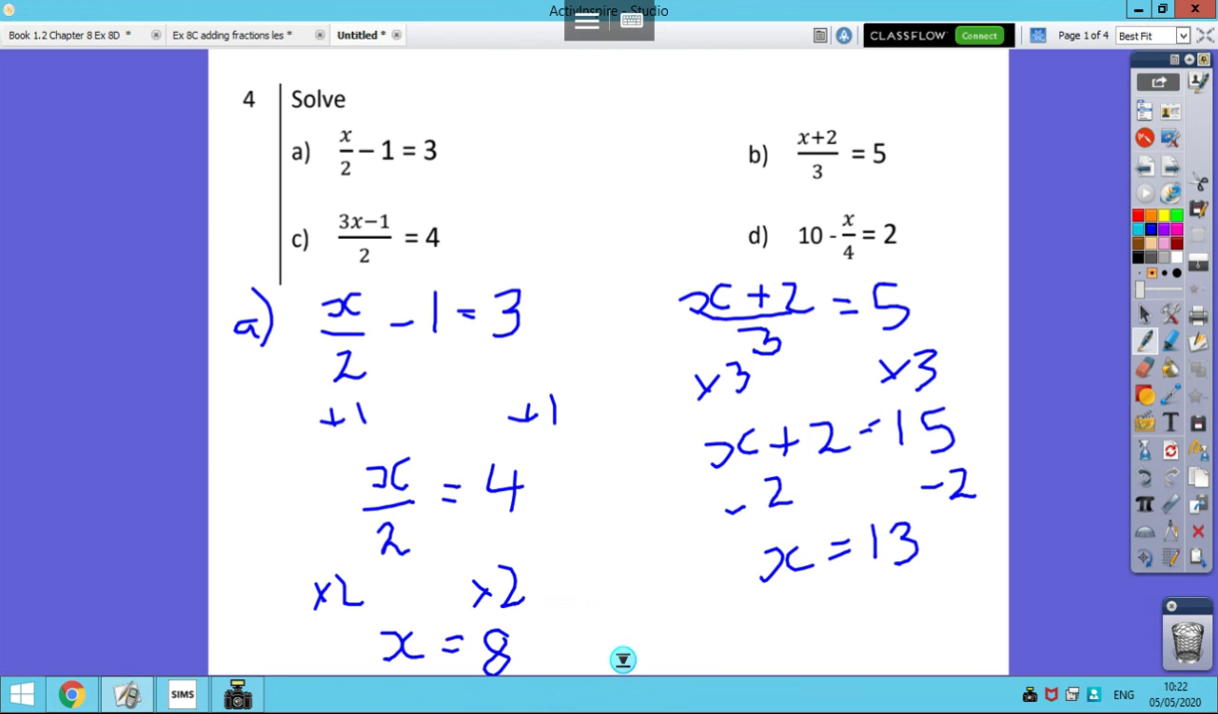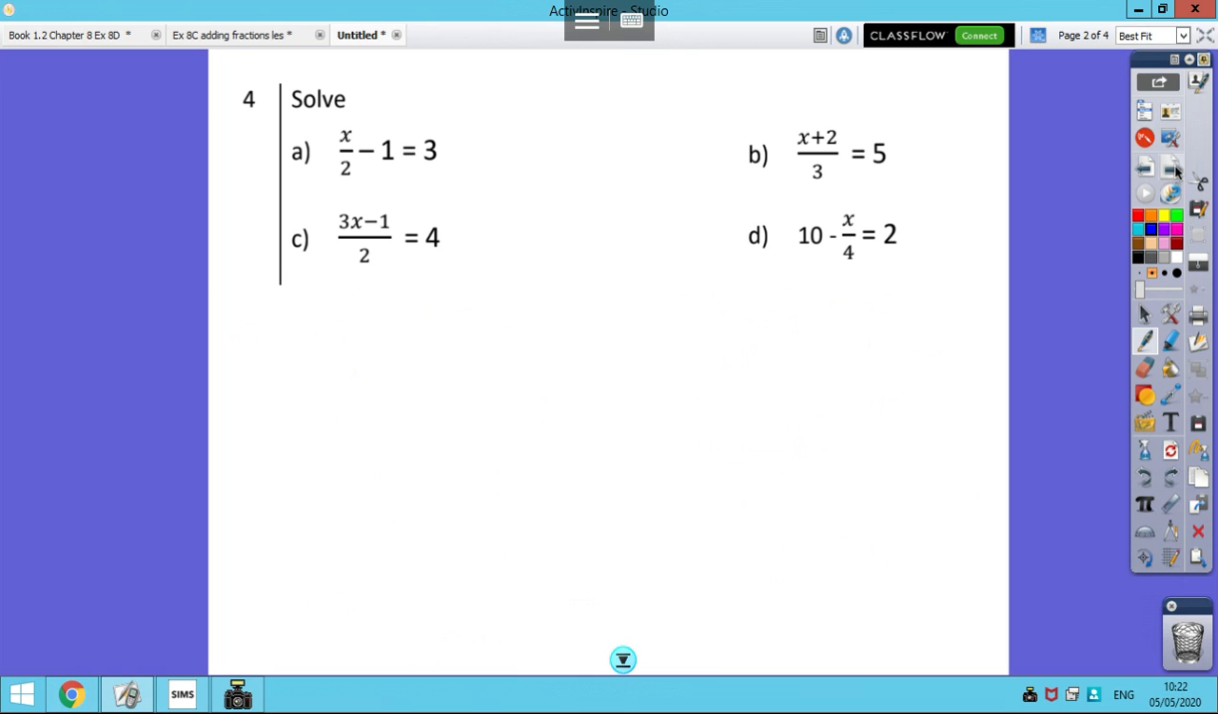So that's 4a and b done, and you'll see that they look quite different and that you had to do different things in different orders for those. I'm going to go through C and D on the next page.